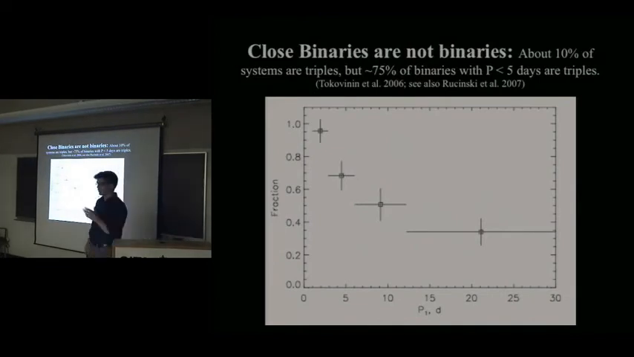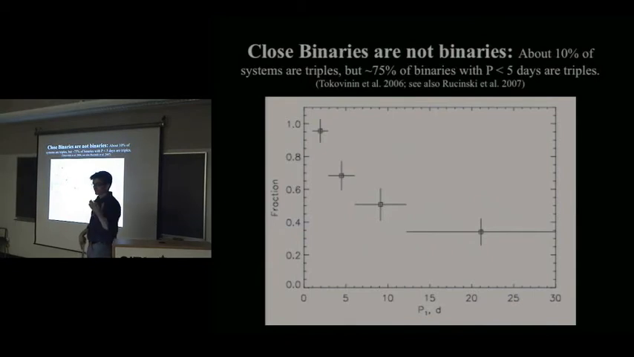Okay? Basically, all close binaries that you see on the sky are triple systems. So imagine you go and you look at a bunch of stars, they're binaries, and you make a plot of the incidence of a tertiary as a function of the period of the binary. Then here you have a fraction of systems that are triples versus the period of the inner binary. And when you're talking about close binaries, inside of about 5 days, roughly 75% of those systems are actually triple systems. Okay? So stars are not stars, and close binaries are not binaries. They're actually triple systems. The overall triple fraction is about 10%.